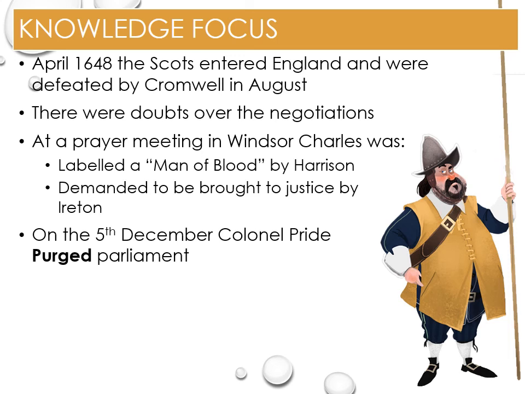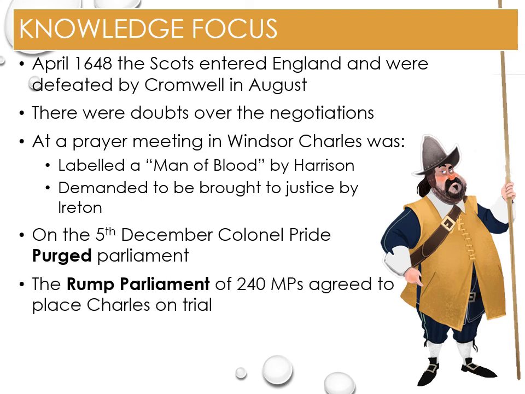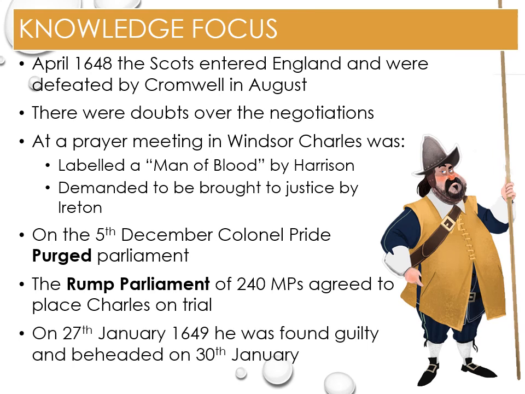The purge excluded 186 MPs who wanted to negotiate, and a further 45 were arrested who were active in promoting discussions. This Rump Parliament consisted of 240 MPs who agreed to place the king on trial, and a further 71 who became actively involved in the trial and execution of Charles I. The king was found guilty on the 27th of January 1649 and was executed to a stunned crowd on the 30th of January 1649.